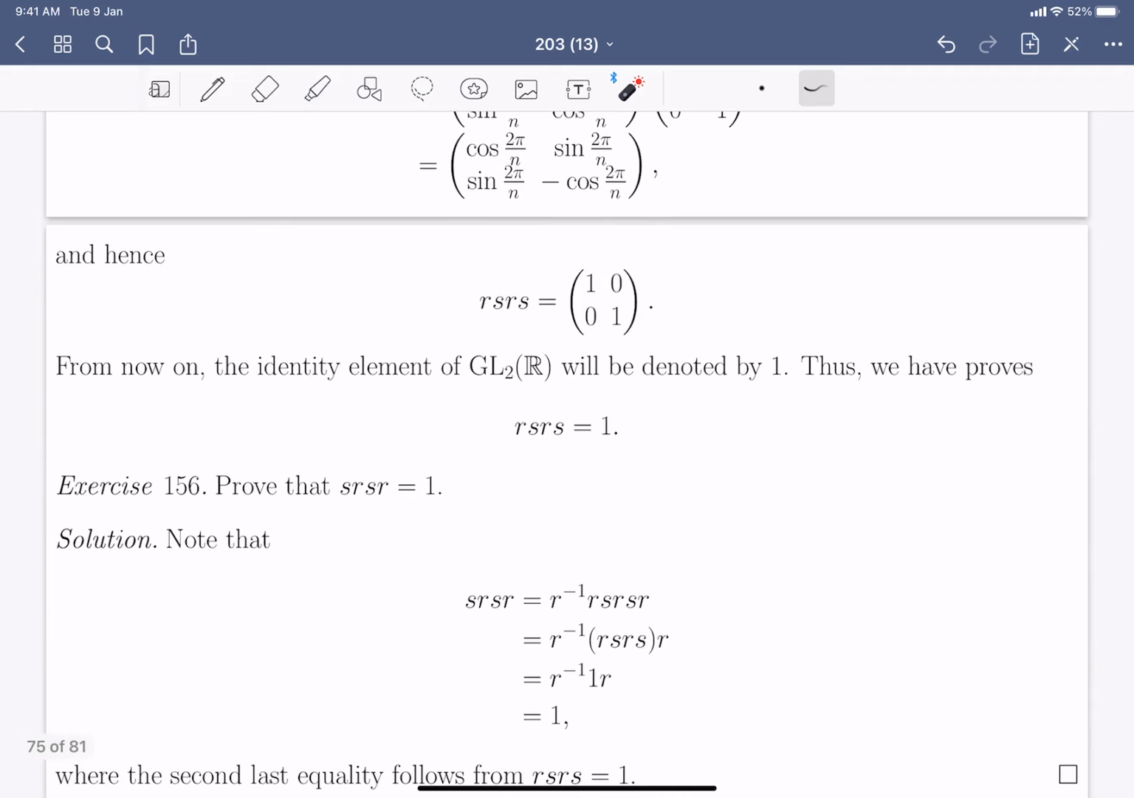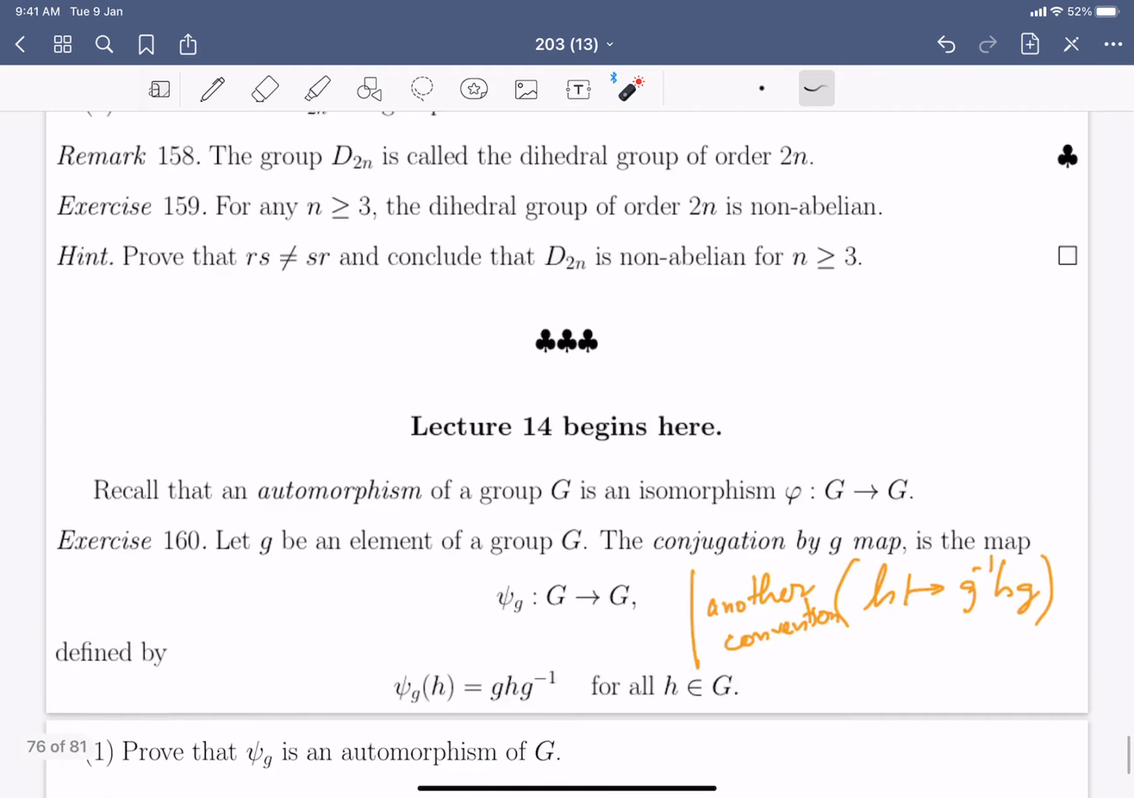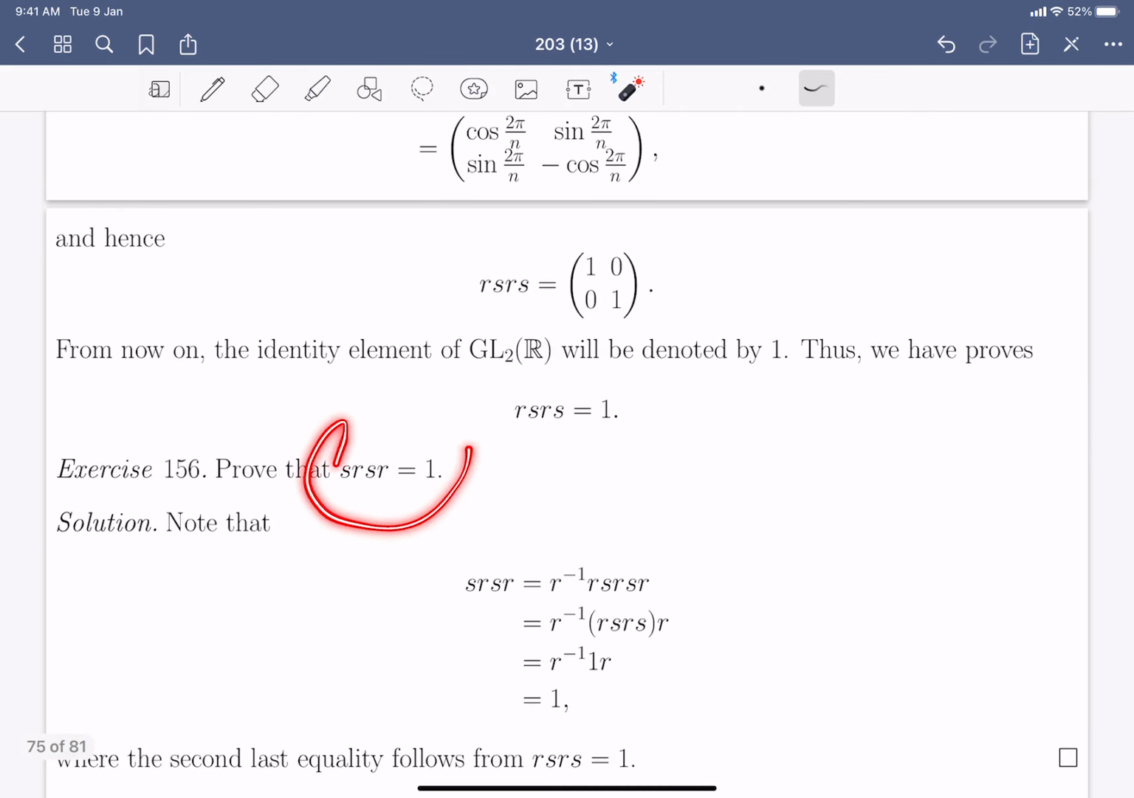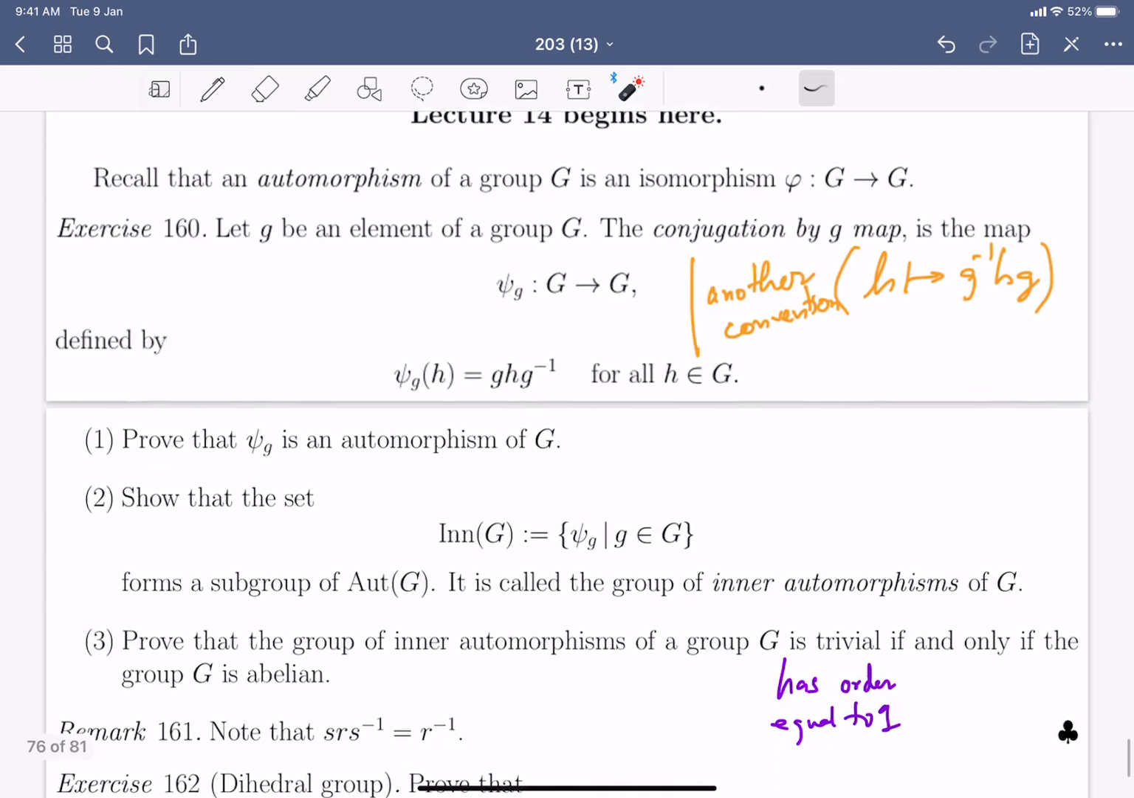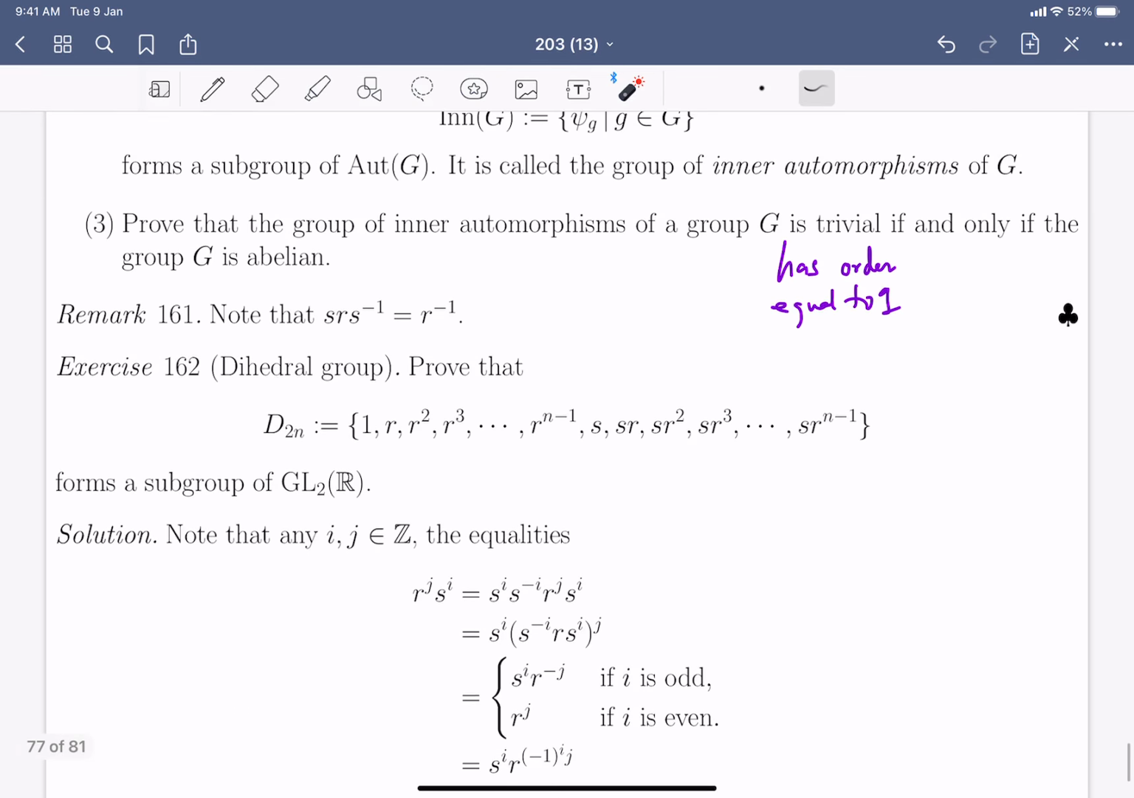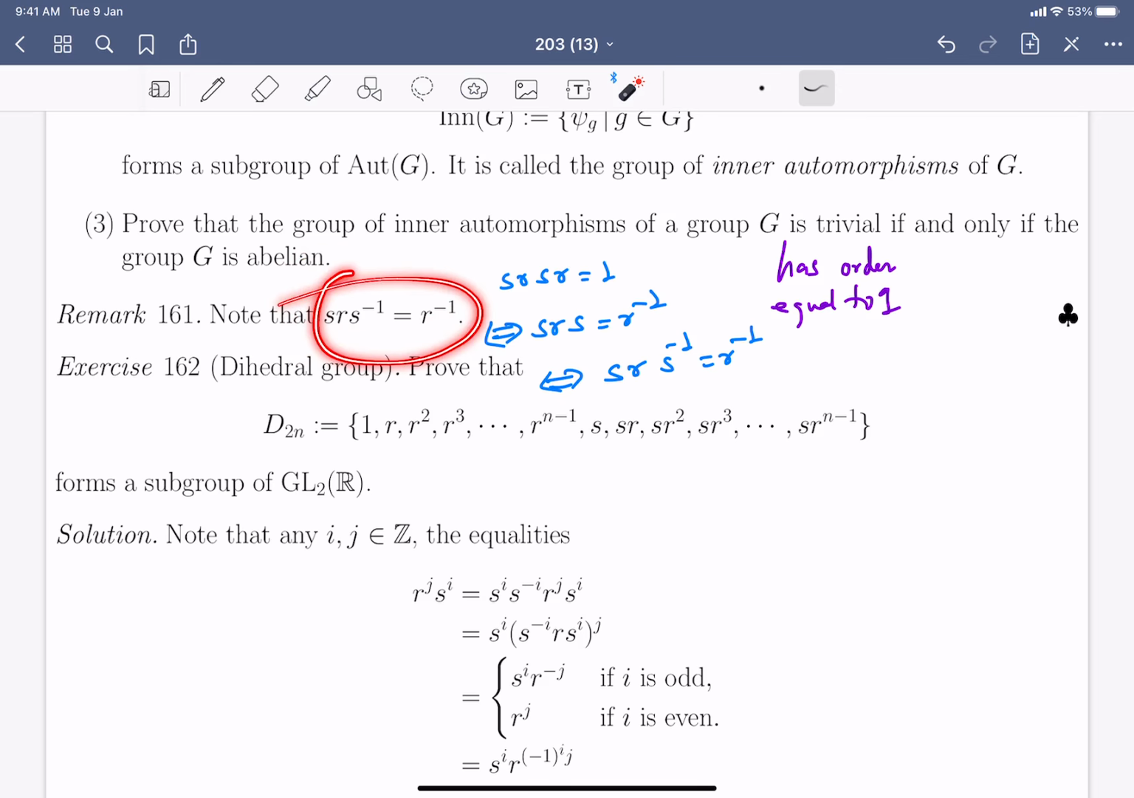Here we know that SR is R inverse S, and that is the same as saying SRS is R inverse, since S square is equal to 1. This is the same as saying that SRS inverse is R inverse. So this is not something new. This is just a restatement of this equality.